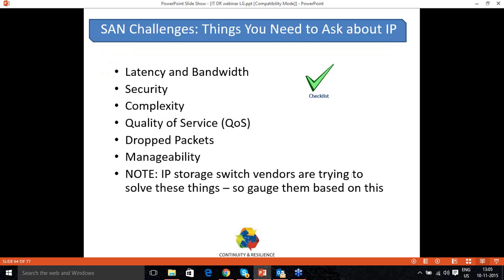Now storage has some challenges. Latency, bandwidth, you need to check. Security, it's a big thing, you need to take care of it. You cannot give your data, which is like your baby, to somebody else who would not take care of it, right? Complexity, quality of service, drop packets, manageability, auditability. If I have the rights to go and audit my data for restoration or for availability. So all those things you need to factor in.